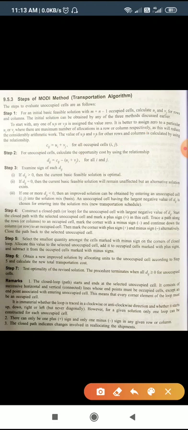The next step is to find the opportunity cost using this relation: Dij is equal to Cij minus (ui plus vj). This is the important result to find the opportunity cost of each unoccupied cell. Using this relation for only unoccupied cells, we find the opportunity cost of each unoccupied cell.